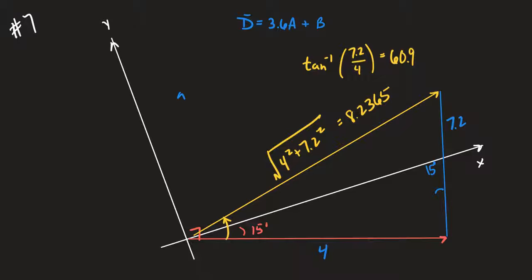So now that I've done that, I'm going to take the 60.9, and recognize that since this has been shifted away from the x-axis by 15 degrees, I'm going to subtract 15 degrees from 60.9. And when I do, I get, I don't know, 45.9? So that means this has to be 45.9.